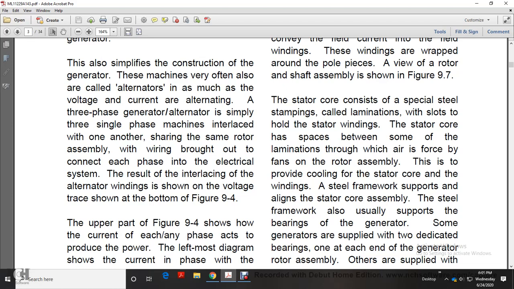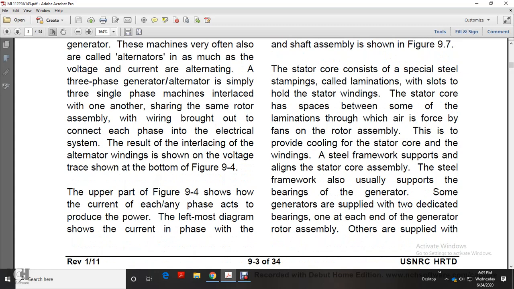A three-phase generator or alternator is simply three single-phase machines interlaced with one another, sharing the same rotor assembly, with the connection of each phase brought out into the electrical system, resulting in interlaced alternate windings. The voltage trace is shown in figure 9.4.